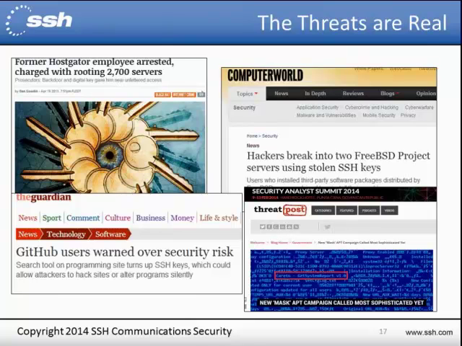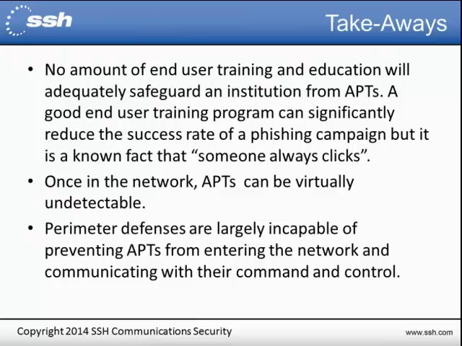The last element that this APT was doing was extracting the information to an external command and control server through an encrypted tunnel. In this particular case, they were using SSL, so it's an example of using a couple of different encryption protocols to gain access into the environment, hop around the environment, infect more machines, and then remove the information undetected.